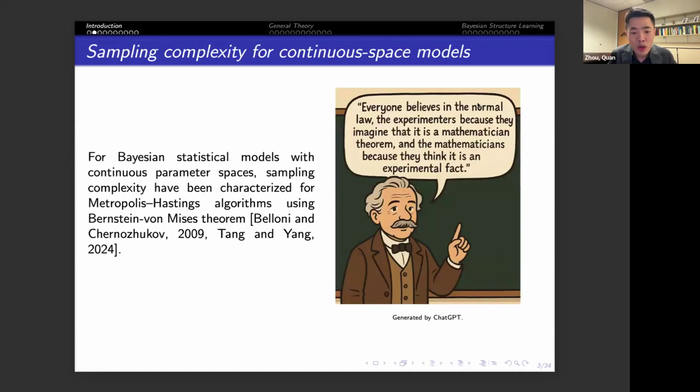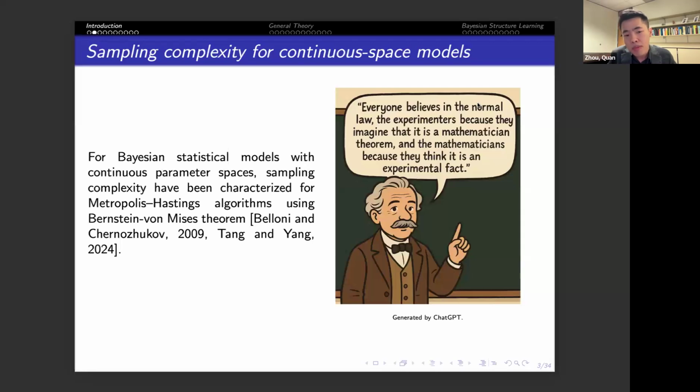So my talk is about discrete space problems, but let me first say something about statistical models with continuous parameter spaces. For Bayesian problems with continuous parameters, if you are willing to assume asymptotic normality, then you can develop very general theoretical guarantees for MCMC sampling, specifically for the Metropolis-Hastings algorithms. For example, one pioneering work in this spirit was done by Belloni and Chernozhukov in 2009. They used the Bernstein-von Mises theorem and assumed approximate normality of the target distribution, and then you can use isoperimetric inequalities to obtain the sampling complexity of the random walk Metropolis-Hastings algorithm.